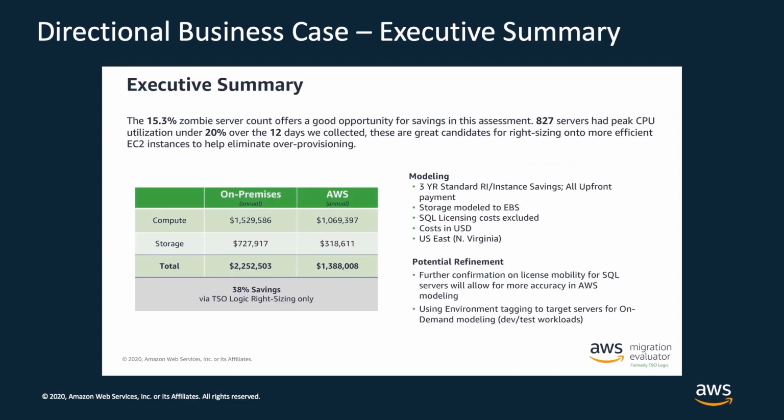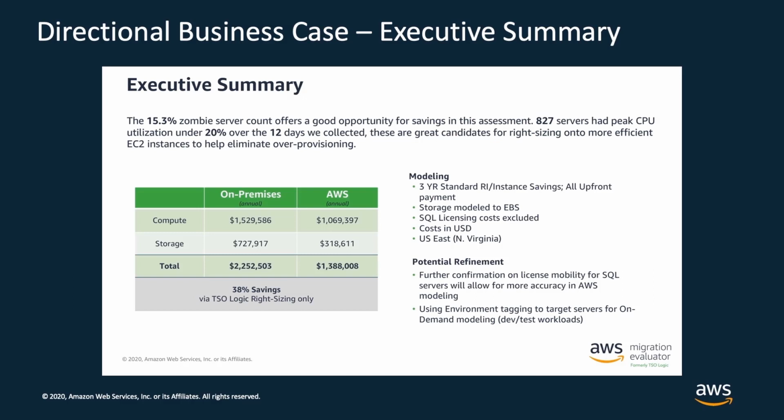In the executive summary, we show the overall headline figures for on-premises costs and the right-size costs in AWS. We show the percentage of servers that were completely unused, those zombie servers, and also the number of servers that had very low levels of utilization, which we call idle servers. We show the AWS cost model parameters, whether licenses are included or not, the term options, and the region. And we support all public regions except China, but also including GovCloud.